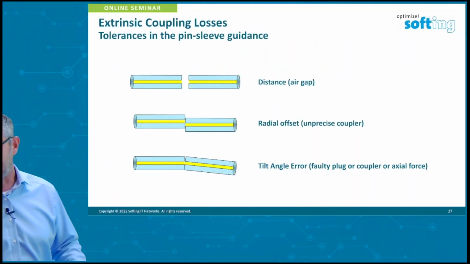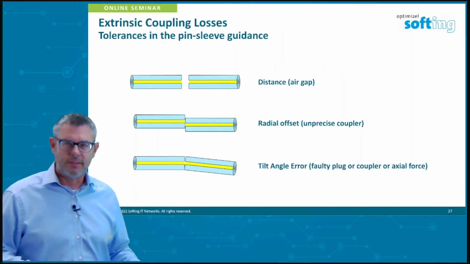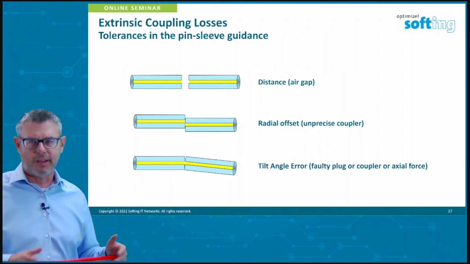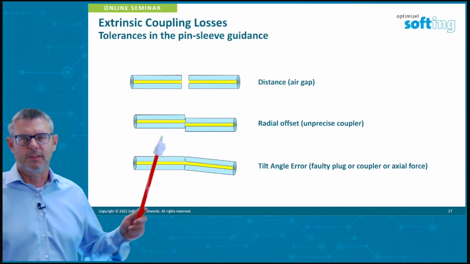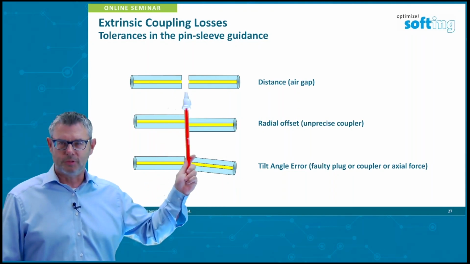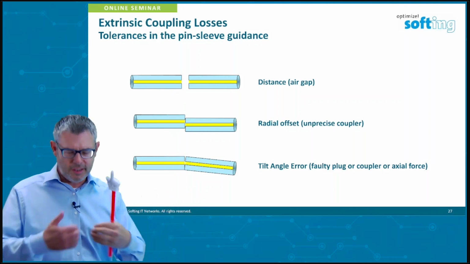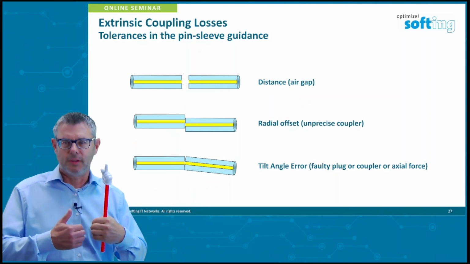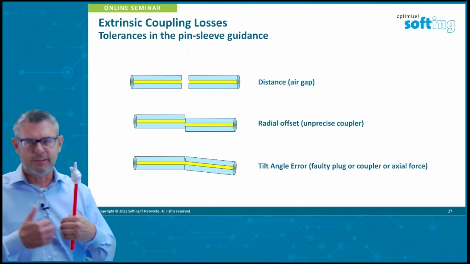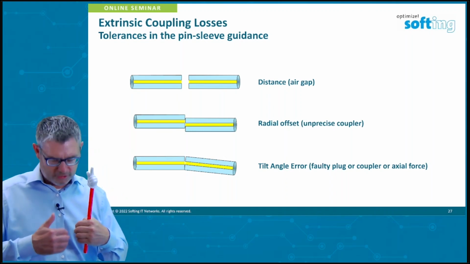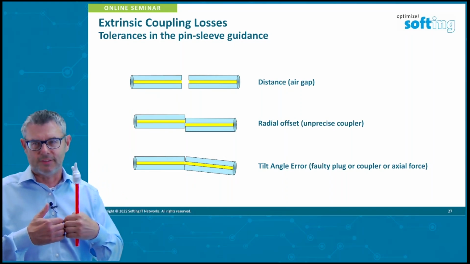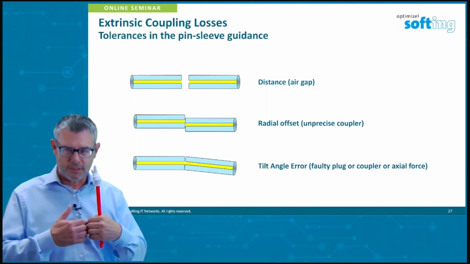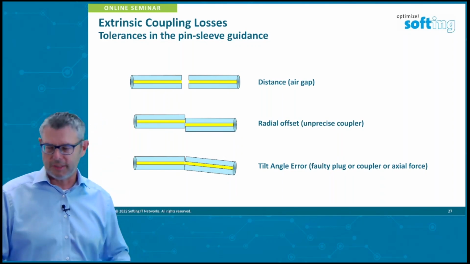Then we have extrinsic coupling losses, and this has more to do maybe with a connector that is used. For example, one of the worst things you can do is if you try to put two connectors together and you leave an air gap in between. What's happening here is you get a different index of refraction through the air between your glass ends, and this is causing a lot of losses and reflection. You lose a lot of signal.